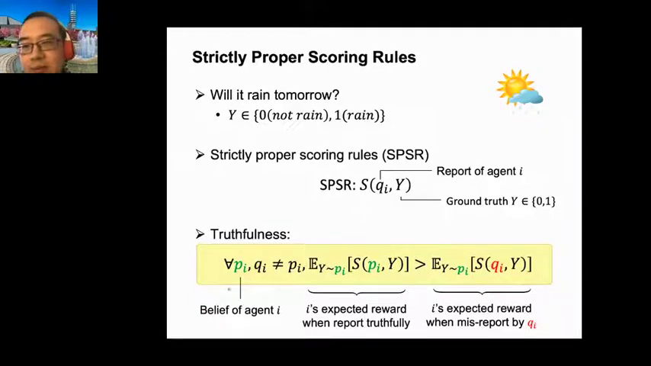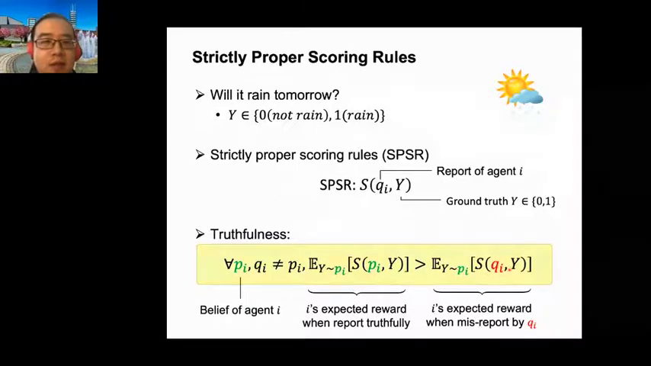So suppose Pi is the prediction that agent i truly believes, and Qi is any other prediction. This property says that the expected score from i's perspective, where Y is drawn from the belief of agent i, is greater if agent i reports the prediction truthfully than if it reports any other prediction Qi other than Pi. So basically, this property guarantees that a rational agent who wants to maximize its expected score is willing to provide authentic predictions.